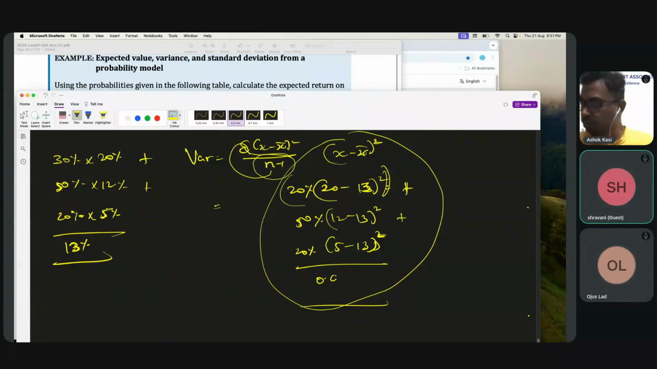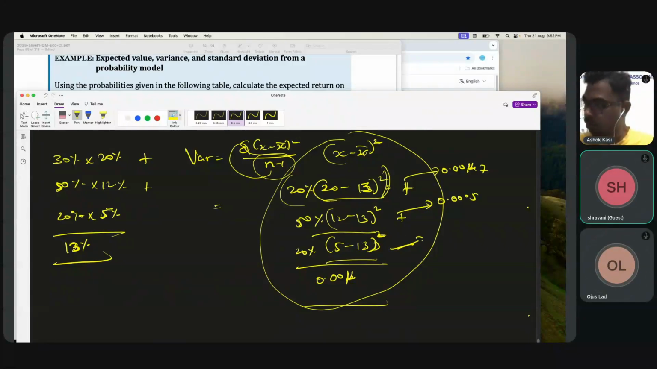First one answer: 0.00147. Second one: 0.00005. Third one: 0.00280. Add up all this: 0.0028. So this is the variance.